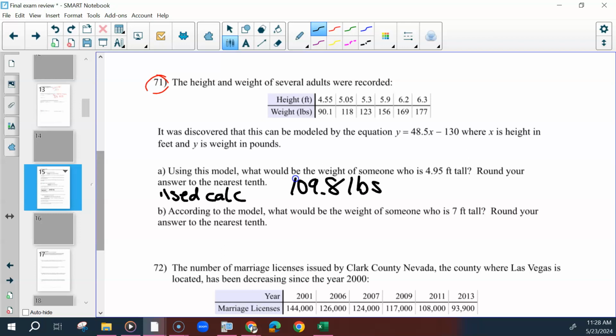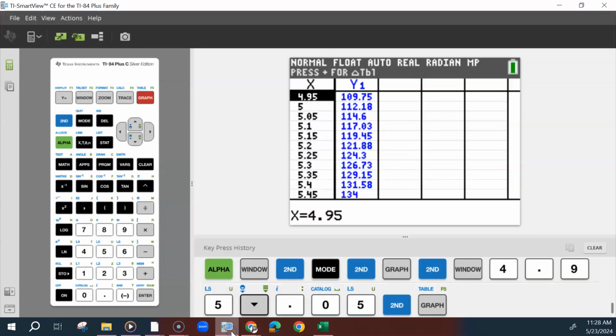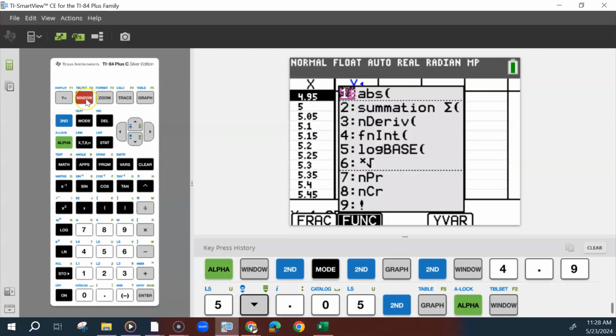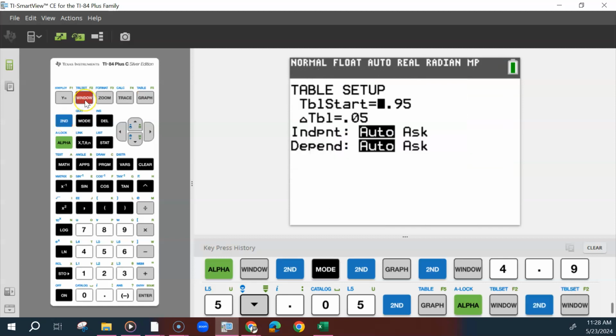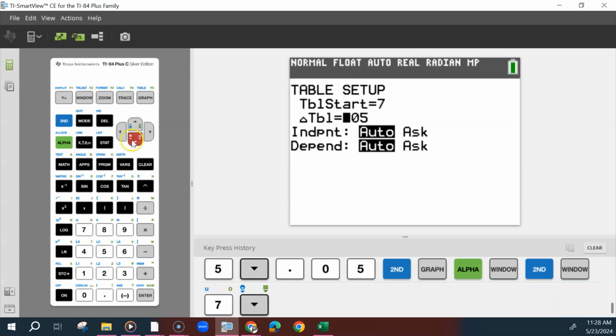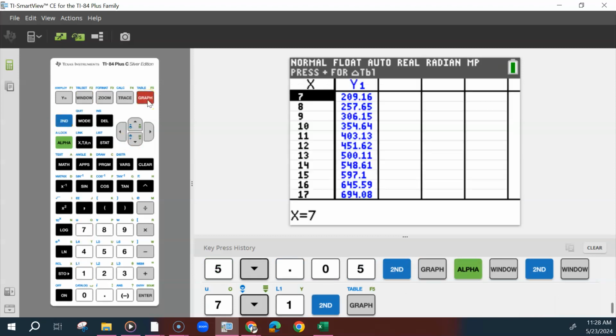Because part B is doing the same thing, looking for weight for someone who's 7 feet tall, you could either scroll or change this back to, let's say I want to start at 7 and change this back to 1. And then again, rounding to the nearest 10. So 209.2.